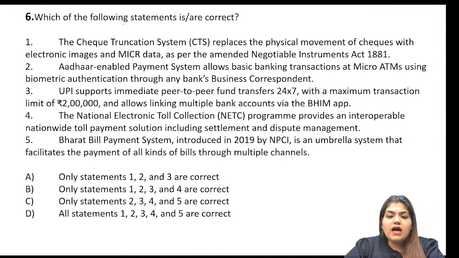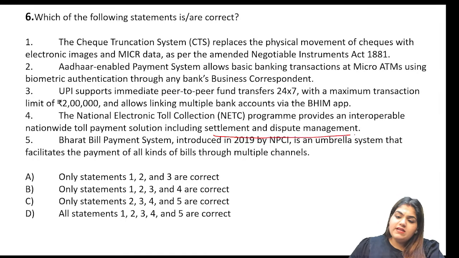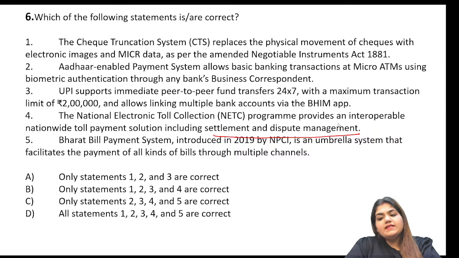Statement number 2. Aadhaar-enabled payment system allows basic banking transactions at micro ATMs using biometric authentication through any bank business correspondent. Again, correct. UPI supports immediate peer-to-peer transfer 24/7 with a maximum transaction limit of 2 lakh rupees and allowing multiple banks via BHIM. Yes. Statement number 4. The NETC program provides an interoperable nationwide toll payment solution including settlements and dispute management. Again, correct. NETC is a nationwide interoperable toll payment. Statement number 5.